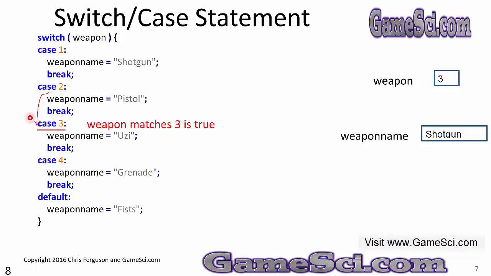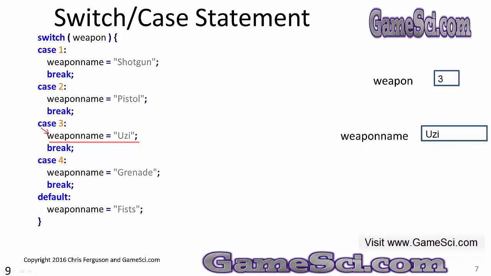The next case happens to be case 3. The value in weapon does match 3. Weapon contains a 3. Case 3, it's a match. Since this is a true statement, it's going to execute the code in case 3. So weapon name equals Uzi executes. You can see my weapon name variable changed to Uzi.